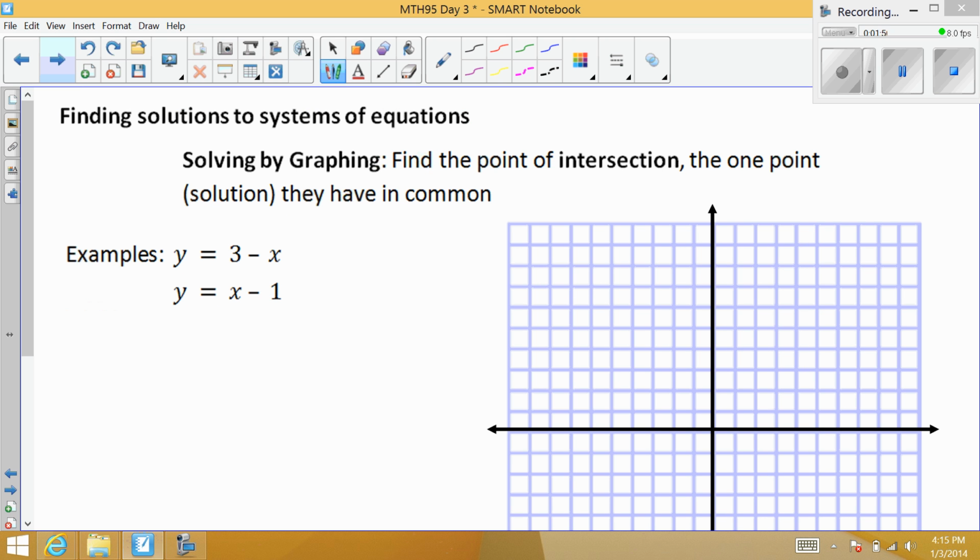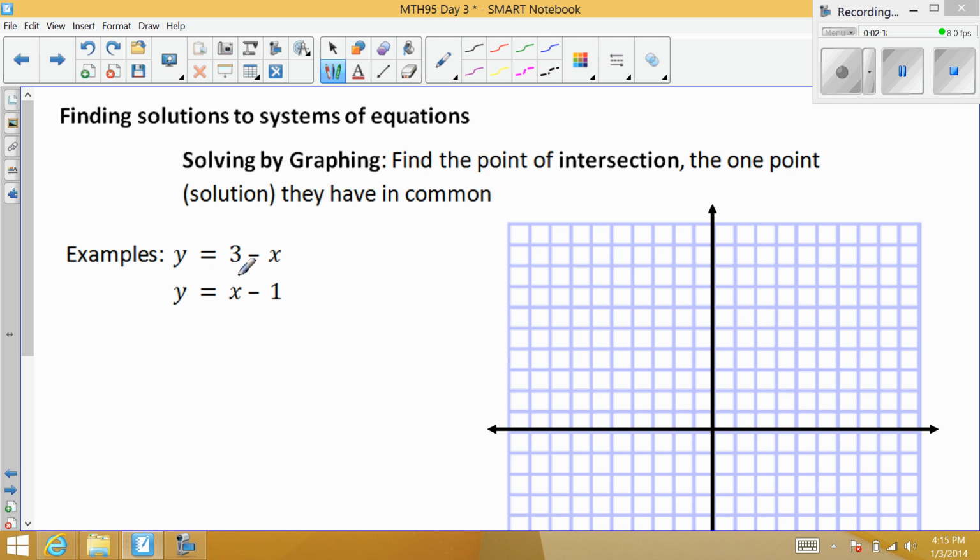Okay, finding these, we're going to go through three different methods for finding solutions. The first one we're going to look at is solving by graphing. This one's the most intuitive. It's visual. A lot of us are visual people. What we're going to do is look for the point of intersection. That's the one point that they have in common, and that one point is the solution to both equations.